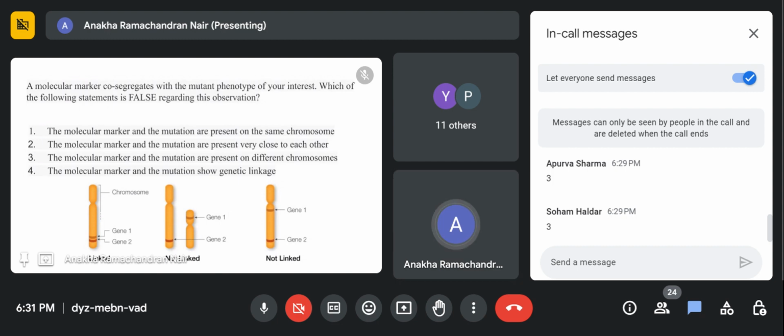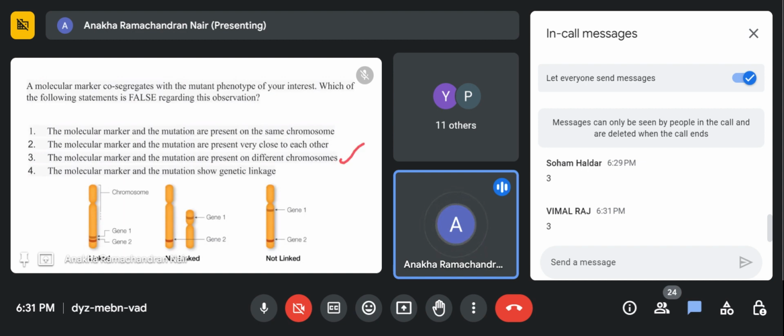Three, ma'am. All right, so you're saying option 3. Let me just read out the options. The molecular marker and the mutations are present on the same chromosome. The molecular marker and the mutation are present very close to each other. The molecular marker and the mutation are present on different chromosomes. And the molecular marker and the mutation show genetic linkage. So yes, you are correct. The answer is in fact option 3.